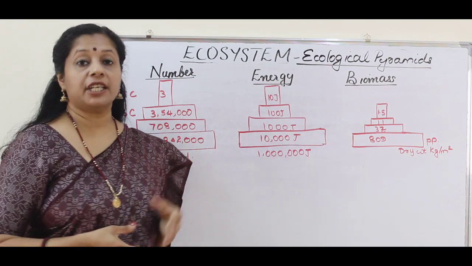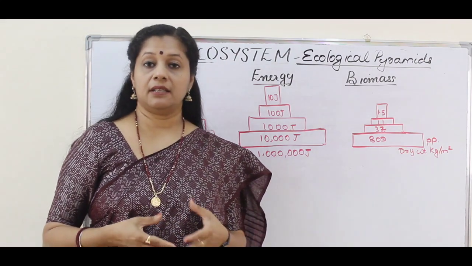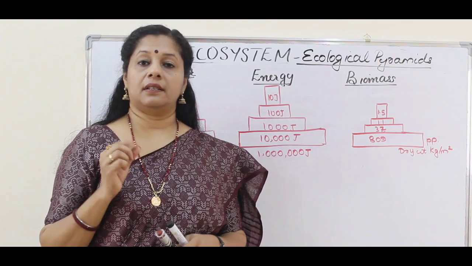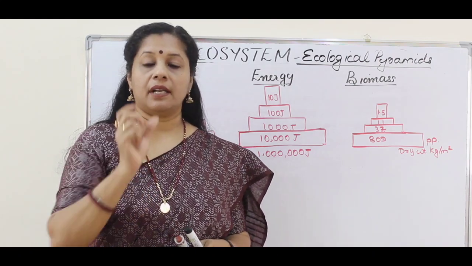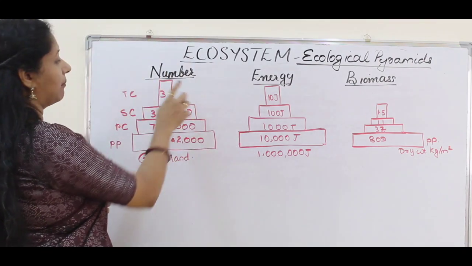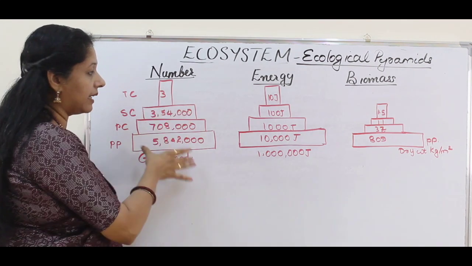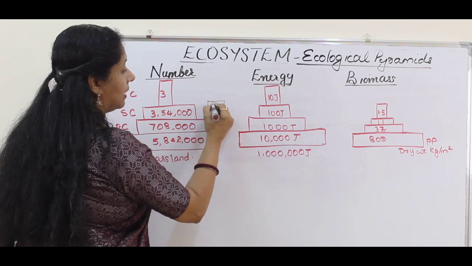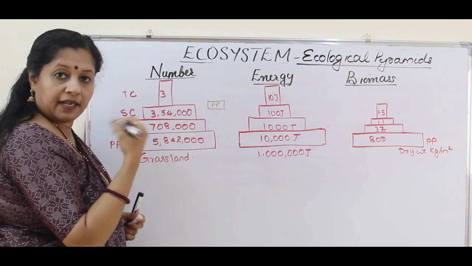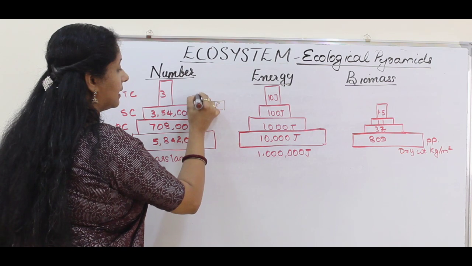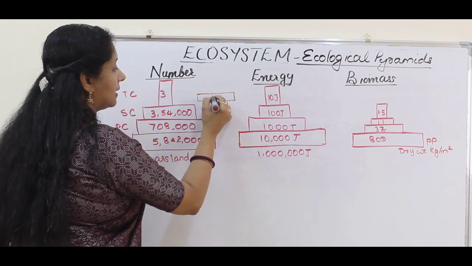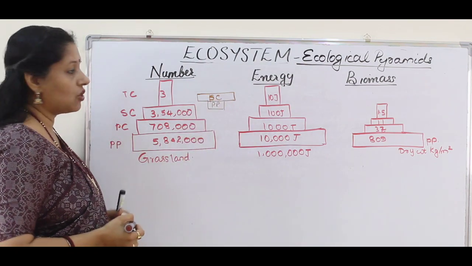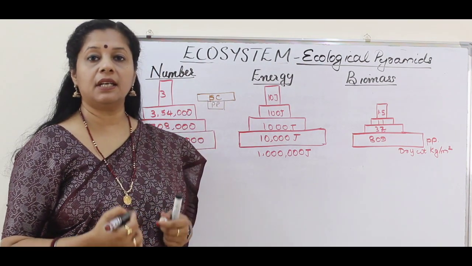Whereas this condition can be inverted in very typical situations. If you look at a tree, suppose you take one banyan tree, the number will become only 1. Suppose I am looking at the pyramid of number in a tree; this is a grassland, but one tree if I am considering, so this is the primary producer. But what is feeding on this? Insects are there. So insects are the primary consumers. In this case, it is becoming an inverted pyramid.